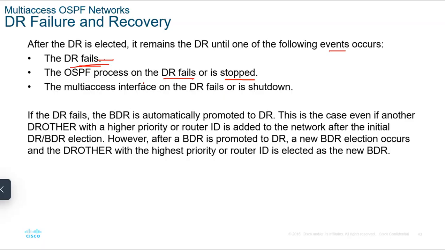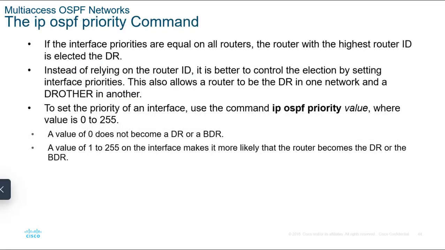Those are the three events that will actually stop the router from being the designated router. So if the DR fails, then the BDR is automatically promoted to DR.